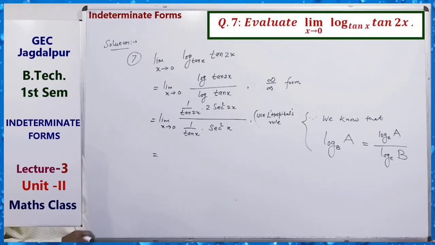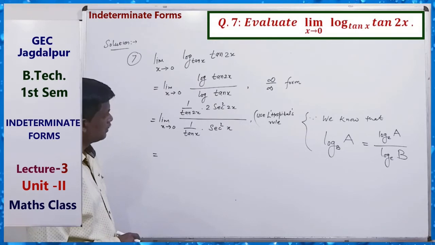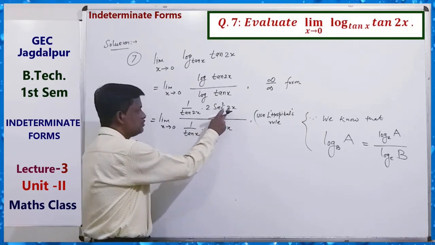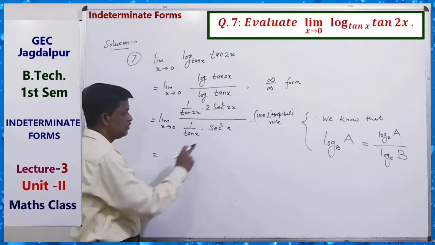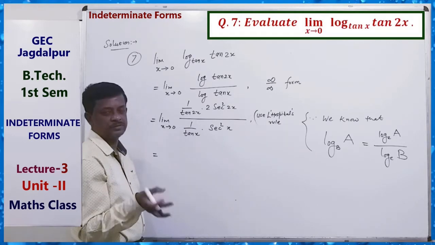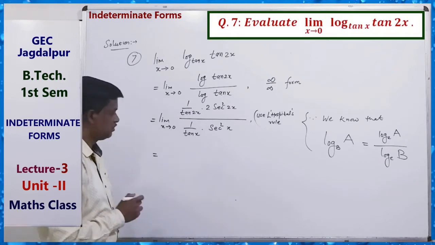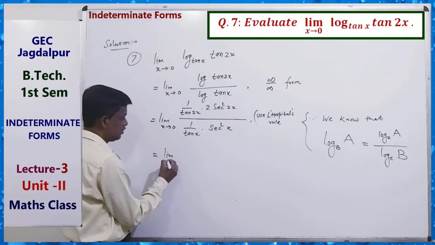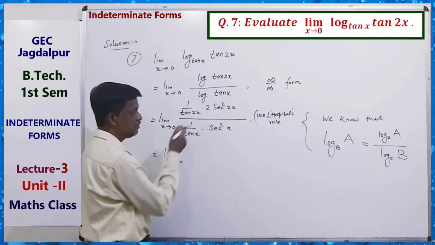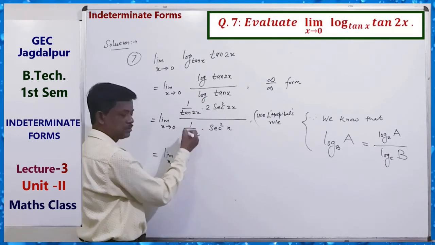We can set up here, just see, x tending to 0, 1 by 0 is infinity, so it is again infinity by infinity form. Here limit x tending to 0, just infinity by infinity form. So just set it up as tan x, sin by cos.